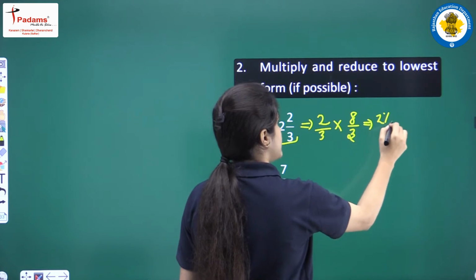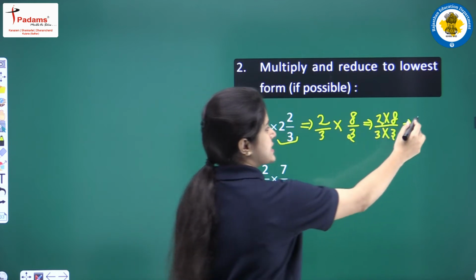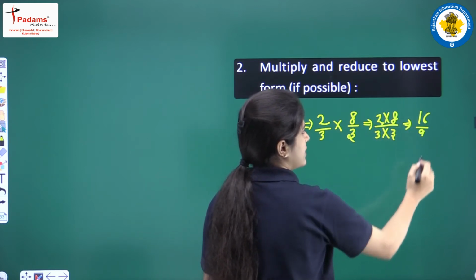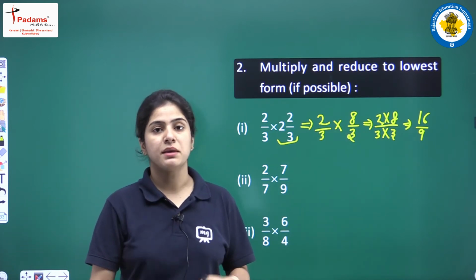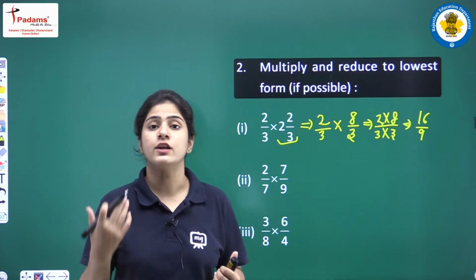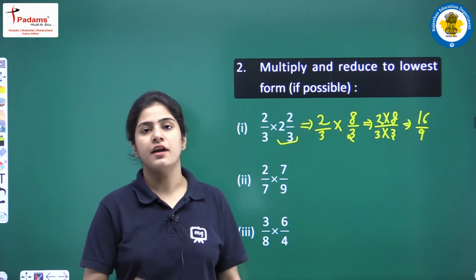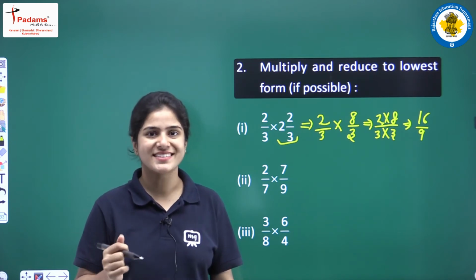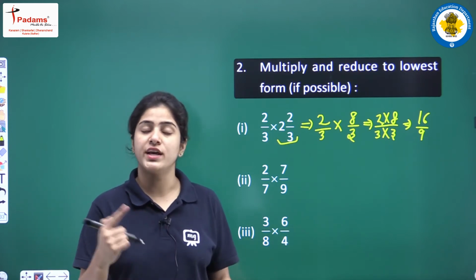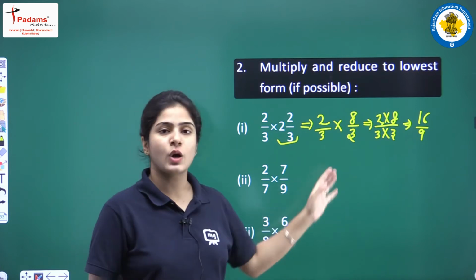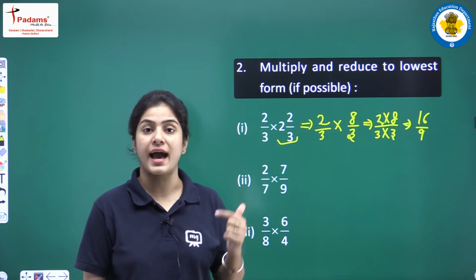So 2 into 8 upon 3 into 3. 2 into 8 is equal to 16 and 3 into 3 is equal to 9. Alright students, now you can clearly see 16 upon 9. Just tell me whether 16 and 9 have anything in common? No, they haven't anything in common. The factors of 16 are 1, 2, 4, 8 and 16, whereas the factors of 9 are 1, 3 and 9. So students, this is already in the lowest form. They don't have anything in common in the numerator and the denominator.